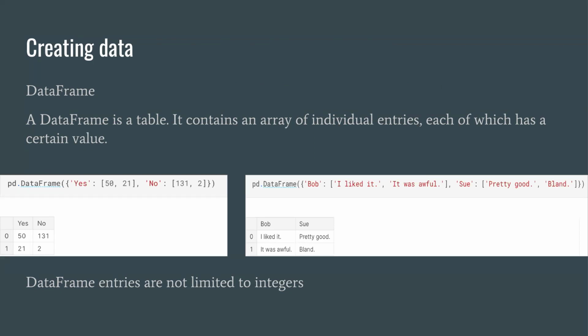If you look at the example on the left, you can create your own data frame by calling the data frame method and providing what the values are. Here are two examples. Data frame entries, as you can see in the example, are not limited to integers.